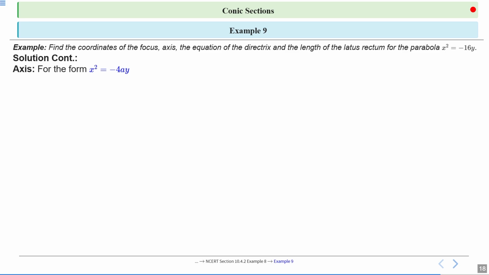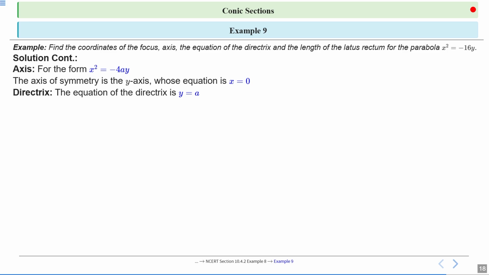Now find the axis of the parabola. So for the form x square equal to minus 4ay, what is the axis of the parabola? For the form x square equal to minus 4ay, the axis of symmetry is the y-axis, whose equation is x equal to 0. Okay, so the axis of the parabola for the form x square equal to minus 4ay is the y-axis, that is x equal to 0.